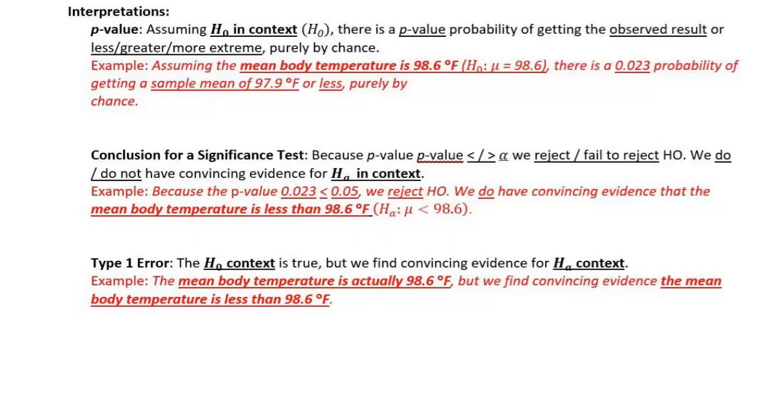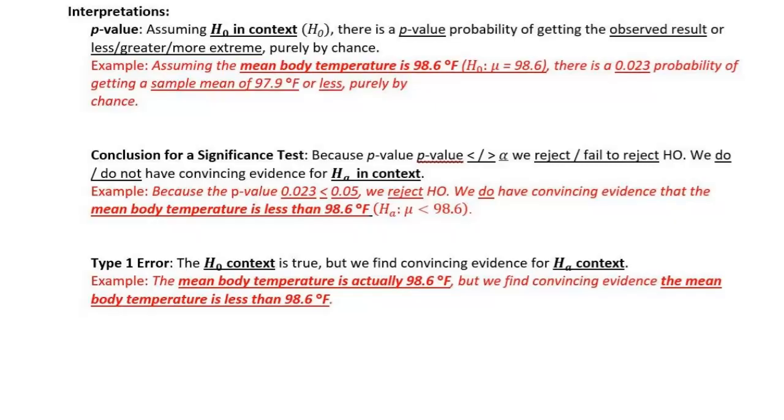When you conclude for a significance test, because the p-value is greater than or less than alpha, we either reject or fail to reject the null. We do or do not have convincing evidence for the HA. It is always the HA that we are looking for convincing evidence for. Remember, we never find, and we're not looking for, convincing evidence for the HO. The HO is just assumed to be true. You're trying to find evidence that it's not true.